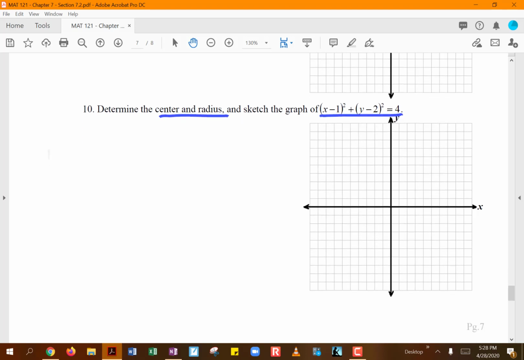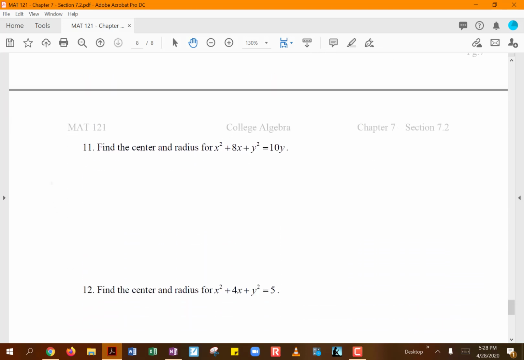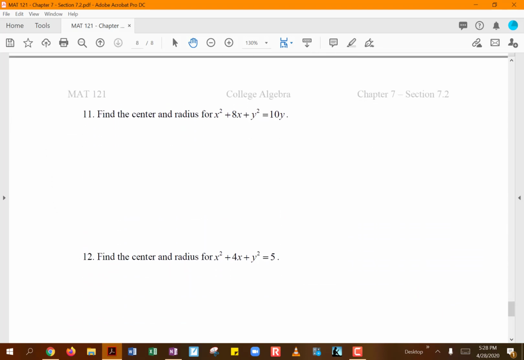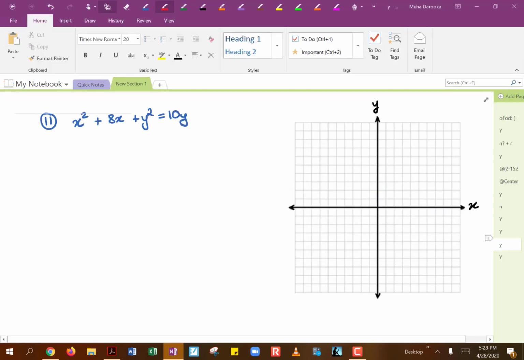Alrighty, now let's see what's happening over here. We are given the equation x squared plus 8xy plus y squared equals 10y, and they are asking us to find the center and the radius. Let's take a look at this example. The first thing we are going to do is bring that 10y also on the left hand side.